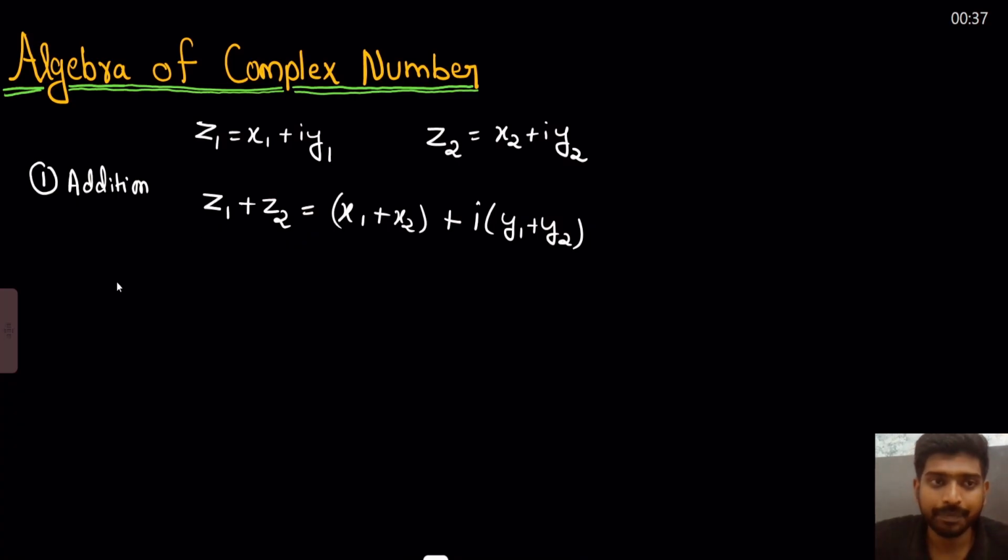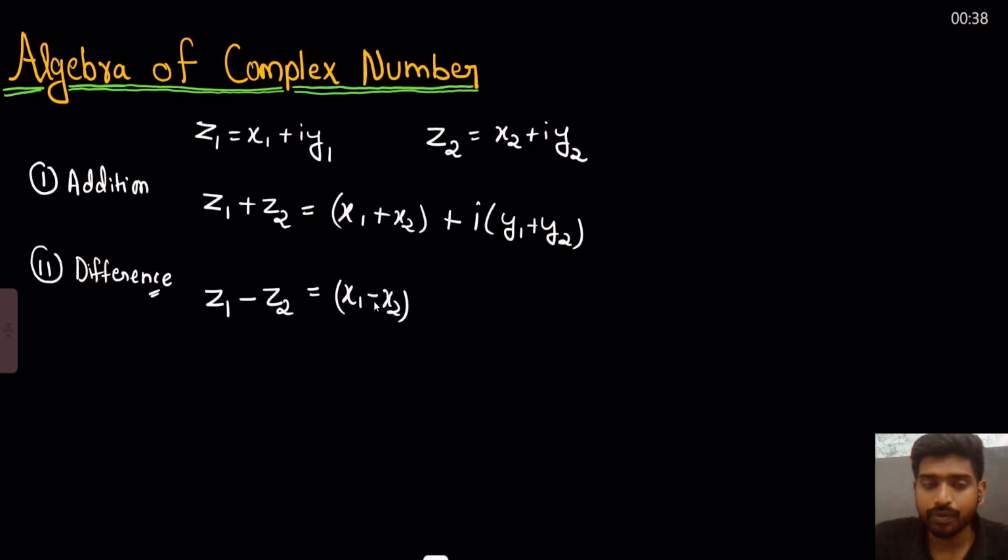Okay. Now the next operation we will see is subtraction, or difference operation. How to find the difference of two complex numbers? If I do z1 minus z2, it will be x1 minus x2, means the real part will get subtracted from the real part, plus iota times y1 minus y2. The imaginary part will get subtracted from the imaginary part. So this is how we'll perform addition, and this is how we'll perform subtraction or difference.